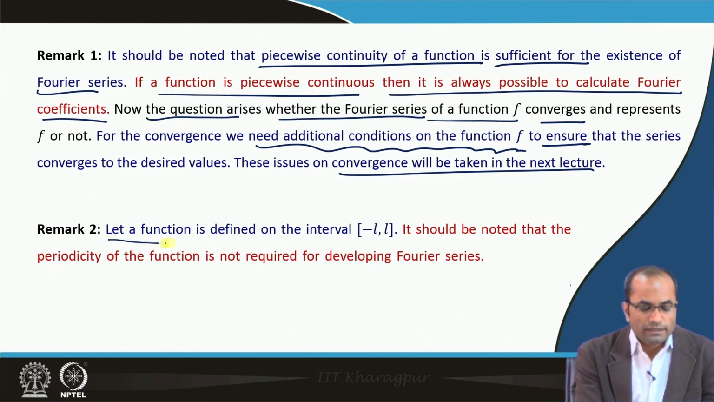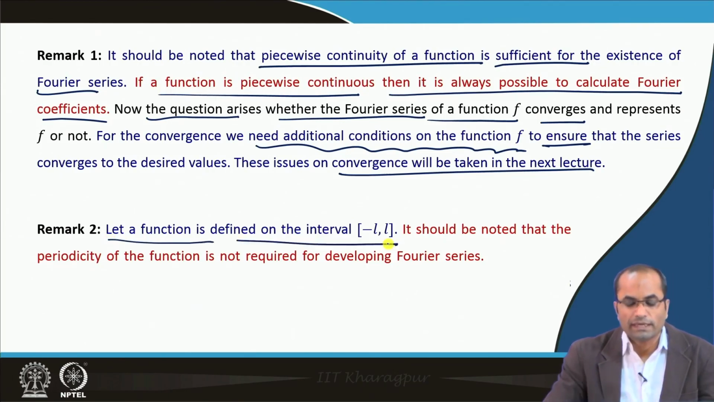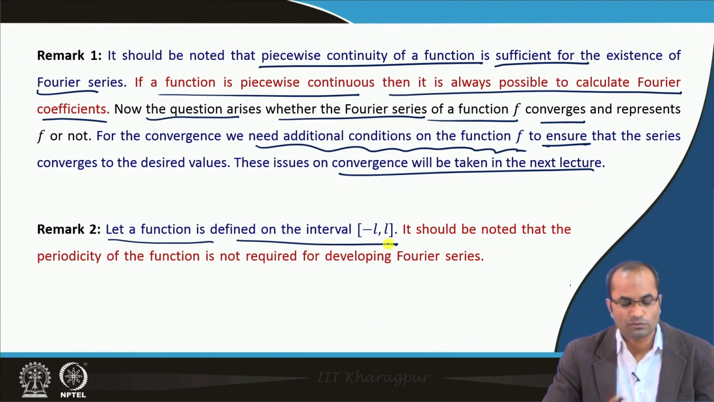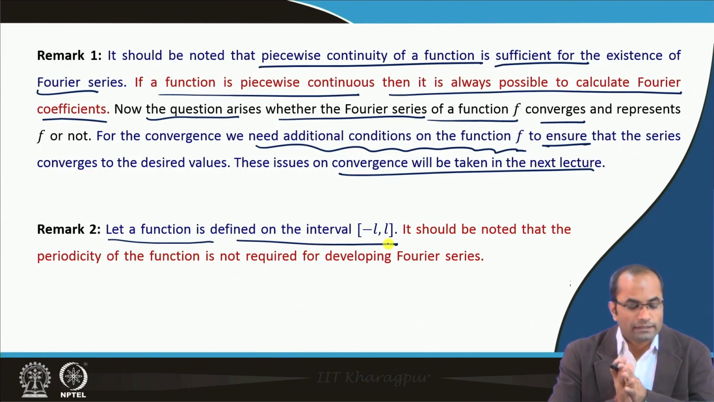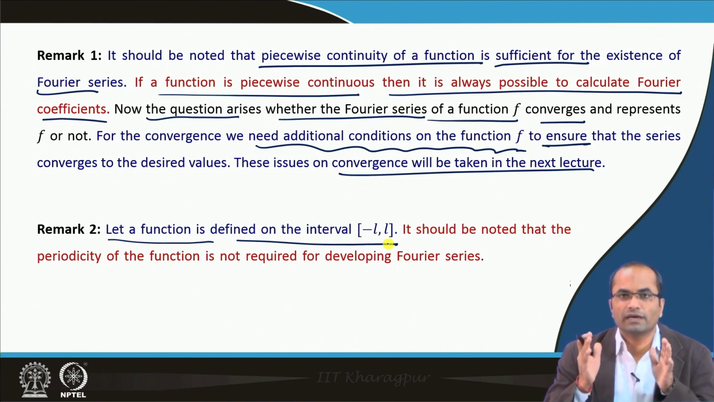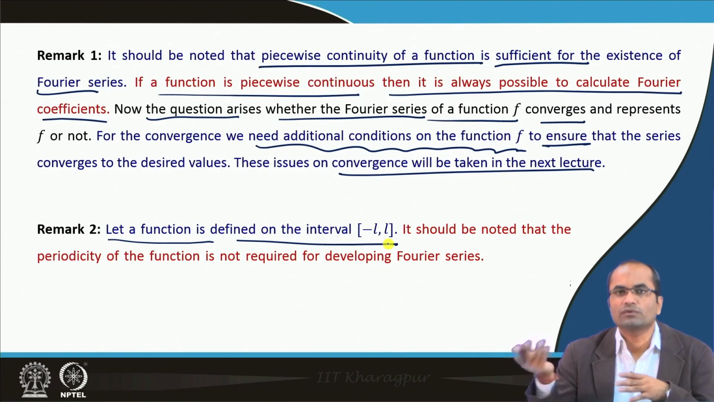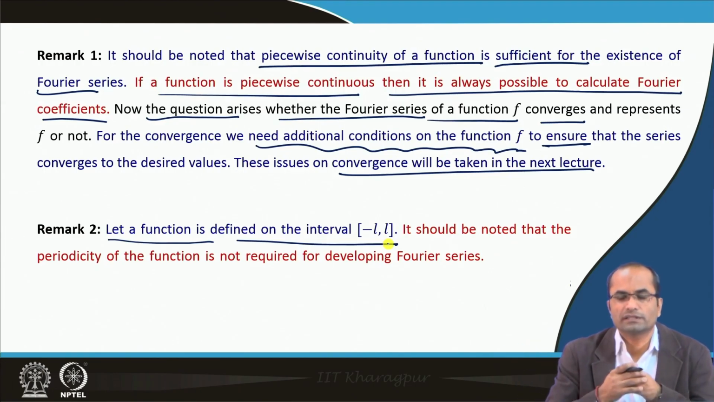Now, another remark: let a function be defined in minus L to L. We have a function which is defined in minus L to L, that is all, and periodicity of the function is not required as such to develop the Fourier series, because we need a function defined in minus L to L, or minus pi to pi for the special case, and then we can find out a n and b n and write down the corresponding Fourier series.